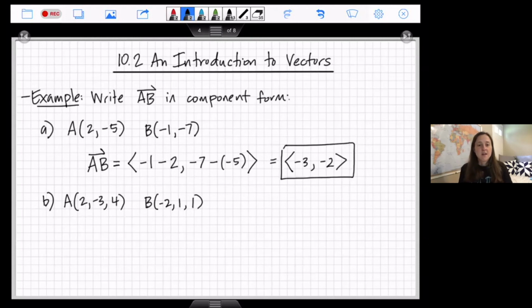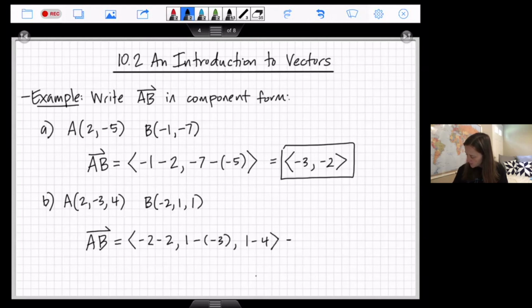All right, and then in 3 dimensions, we do the same thing. We'll just have a third component for the z coordinates. AB again, so we're going to do B minus A, -2 minus 2, 1 minus -3, and 1 minus 4. And I get -4. 1 plus 3 is 4, and 1 minus 4 is -3.